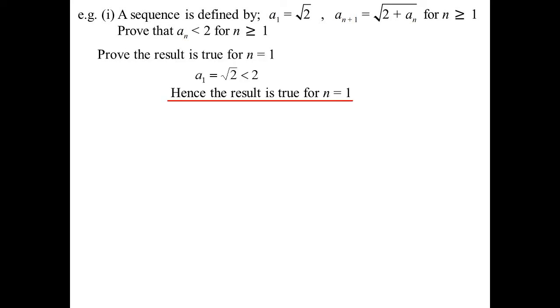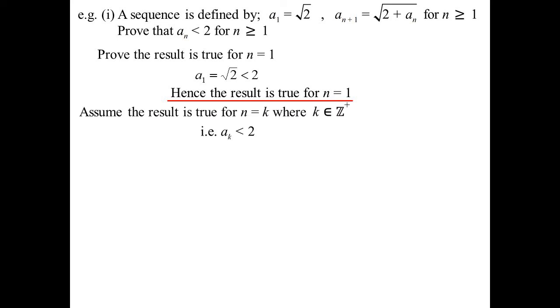The first term is the square root of 2. Every term after that will be the square root of 2 plus the previous term. We're going to prove that every single term in this pattern is less than 2. So in this case, my recursive formula only uses one previous term. So I only need to prove it true for the first case. Now they've told me that a_1 is the square root of 2, and yes, that is less than 2. So all right, it's true for the first term.